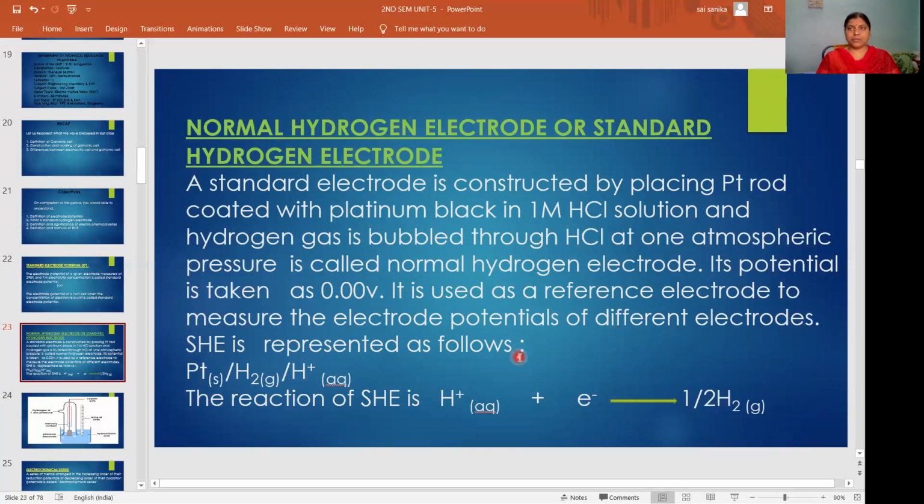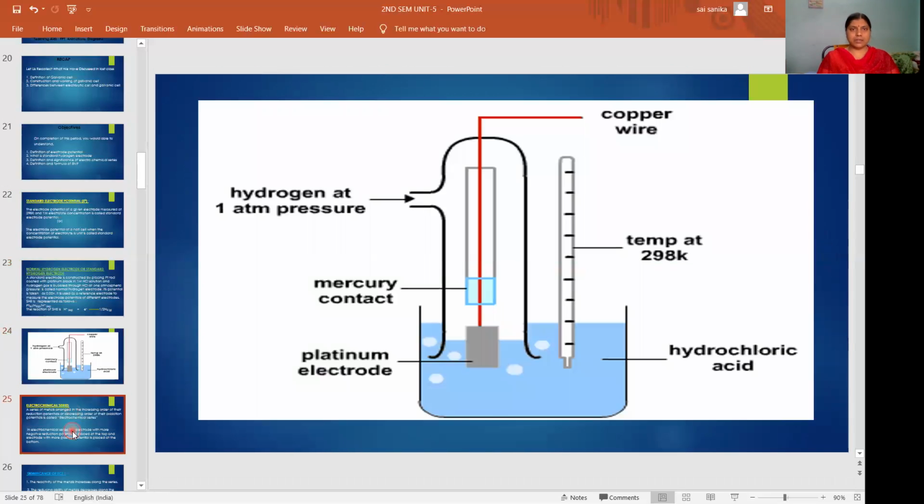different electrodes. For example, if you want to measure the zinc electrode potential, we will connect this zinc electrode to the standard hydrogen electrode. Like that we can measure the potential of different electrodes by taking this SHE. SHE is represented as platinum solid, H2 gas, H plus aqueous. The reaction of SHE is H plus plus electron gives rise to H2 gas. This is about the standard hydrogen electrode.